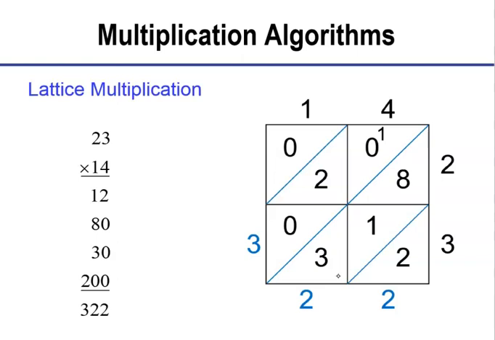If I really want to see what's going on, I feel better about the traditional method here. We have 4 times 3 is 12 when I multiply the units together. Then 4 times 20 is 80. Here we have 10 times 3 is 30, and then 10 times 20 is 200. We add down, we get 322.